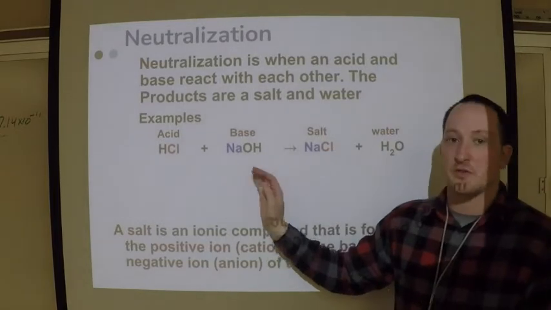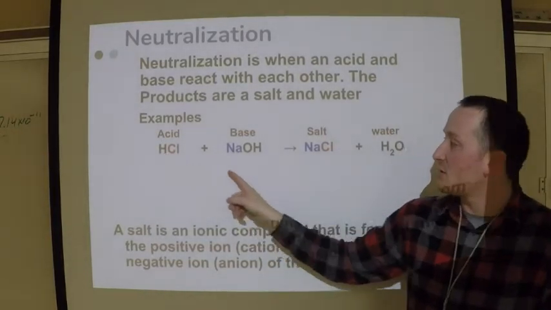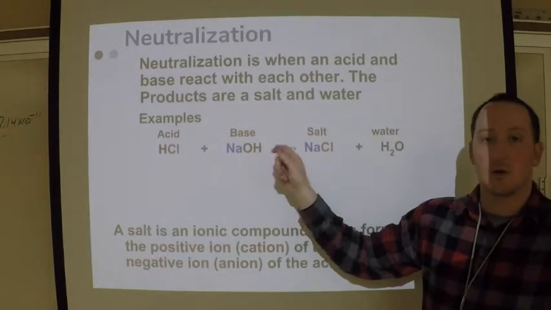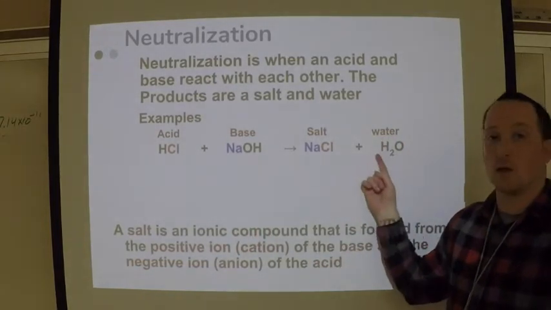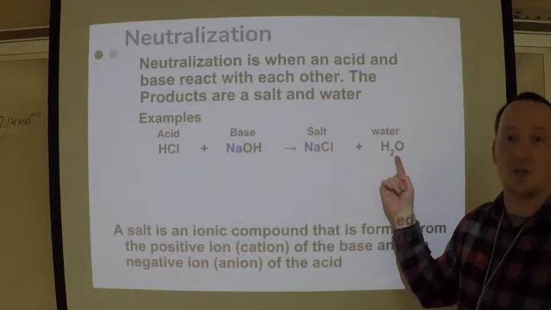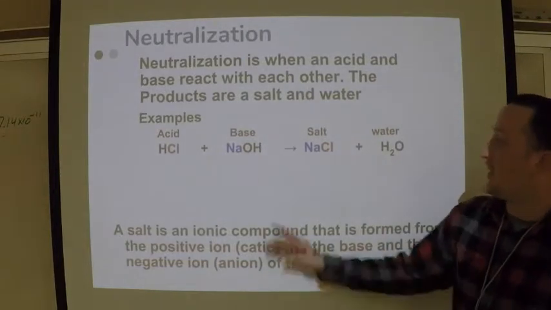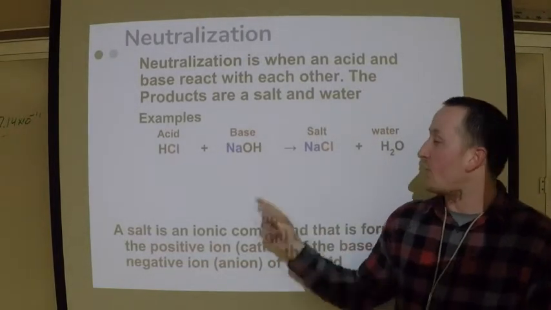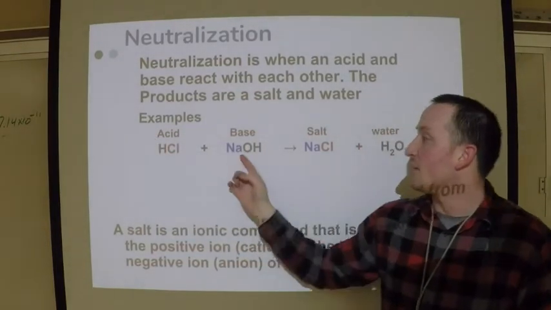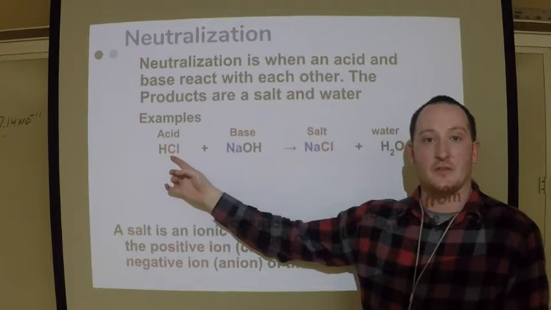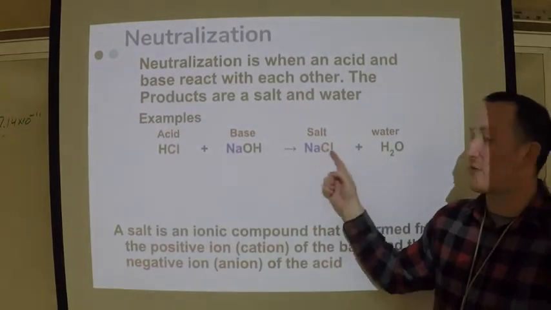Now what I want you to notice is if I take H and OH, HOH is water. So that's how I get this product. Now if you wanted to, you could write it as HOH. That's fine. The things that are left over, so if I crossed out my OH and I crossed out my H, that's what's left over. That is my Na and my Cl. That's how I get this right here.